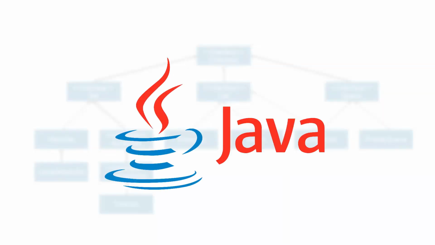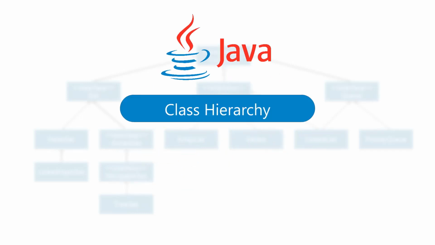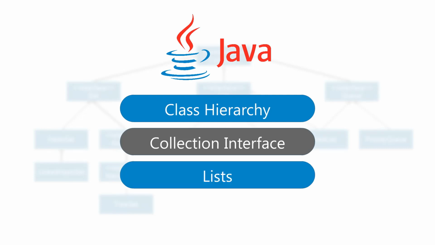All right, so other than that, that is all for this collections mini course in Java. I hope you have a clear idea of how to actually use collections in this programming language. Just to summarize, in this tutorial we covered the class hierarchy, the Collection interface, so the interface that all collections implement. We covered also lists and queues.